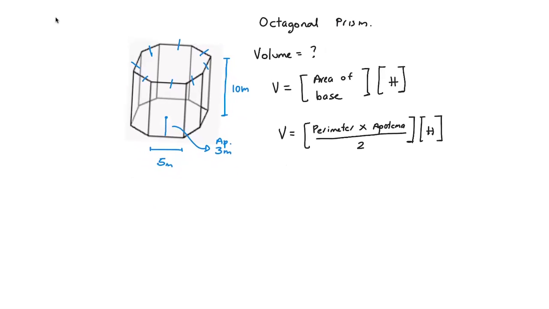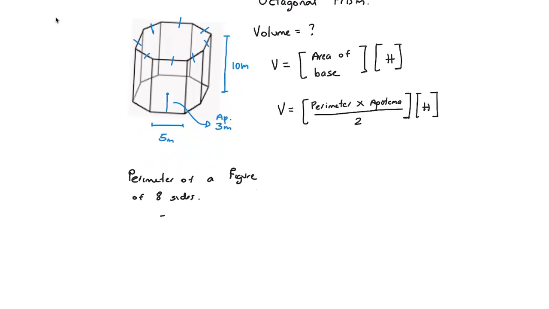So how do I find the perimeter of a figure of 8 sides? Who can tell me? You add them all. Exactly, you add them all, or which is the same, you multiply the value of the sides times 8, so that gives 40 meters. So you can either do 5 plus 5 plus 5 plus 5 plus 5 plus 5 plus 5 plus 5, or which is the same, 5 times 8.